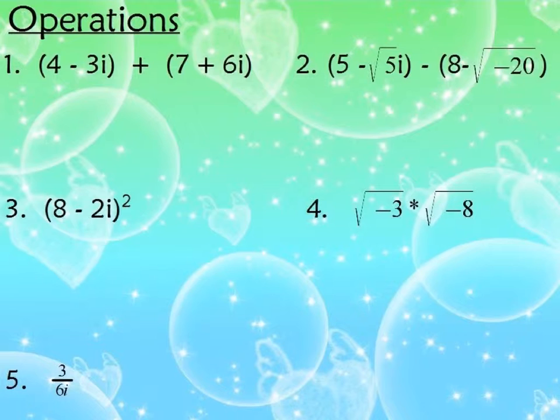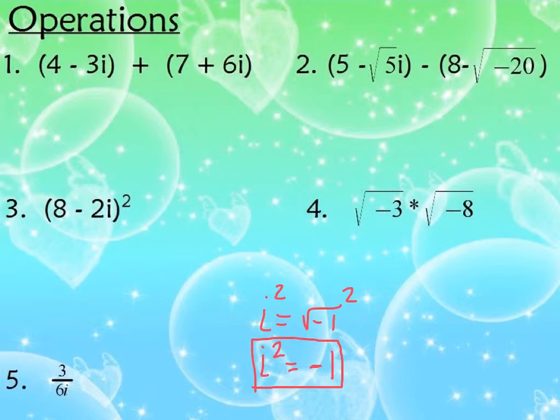The one thing you have to remember is, since i is equal to the square root of -1, if you square both sides, then i squared is equal to, well, the square and the square root go away, so it just equals -1. So anytime I come across an i squared, I'm going to replace it with a -1.